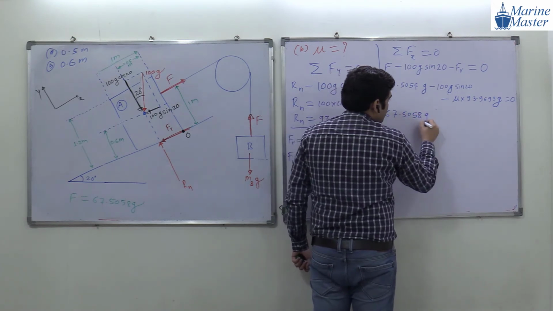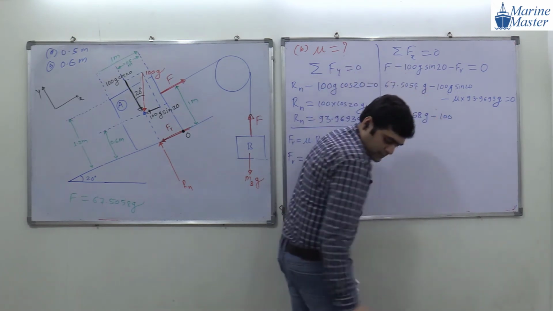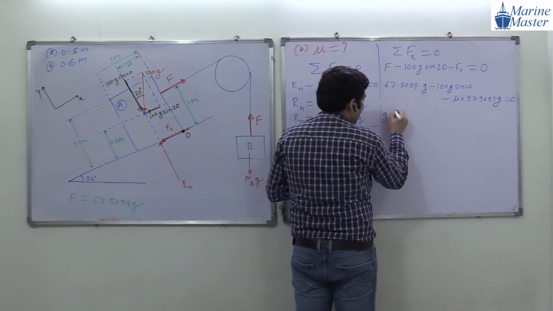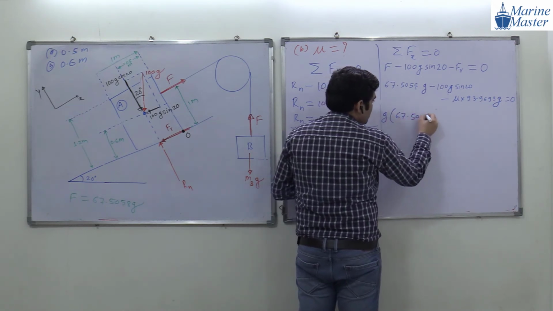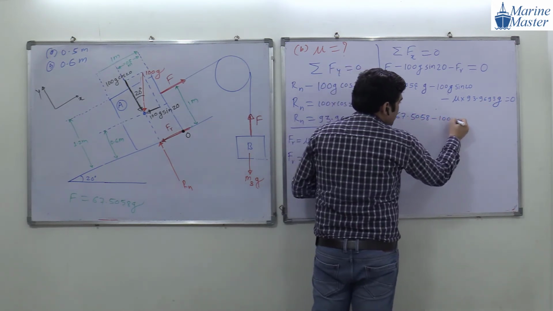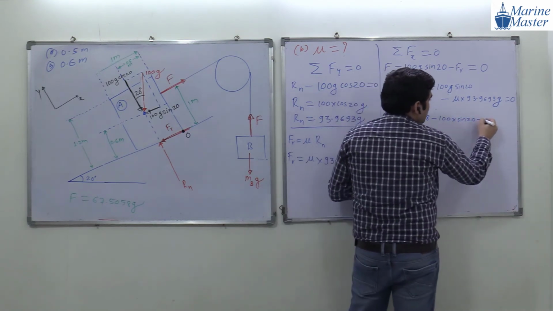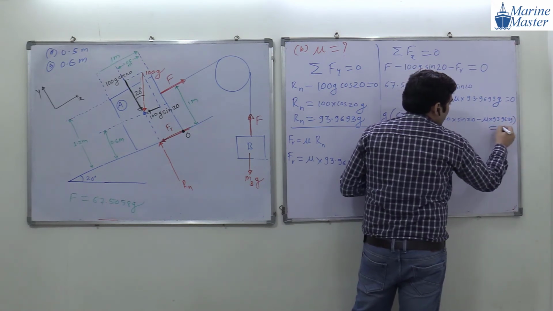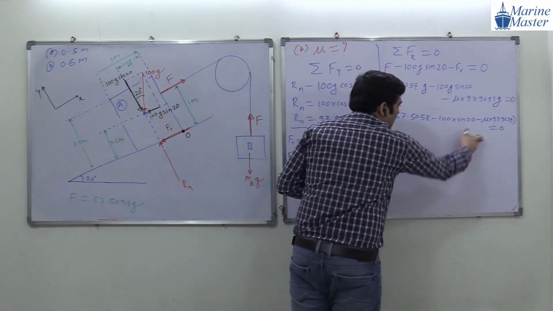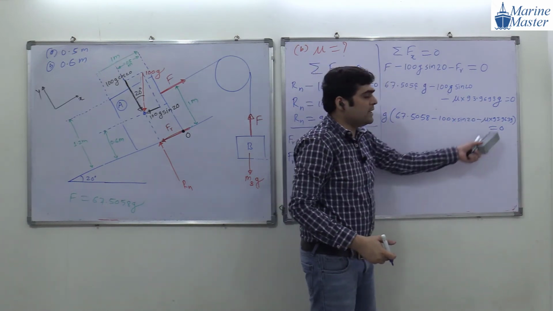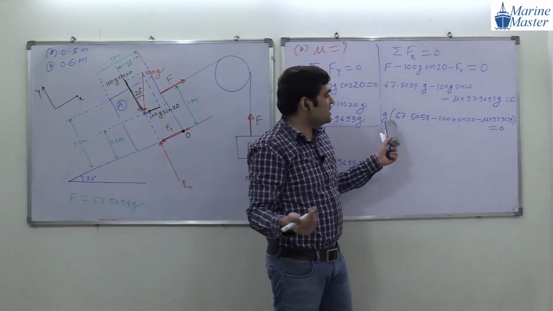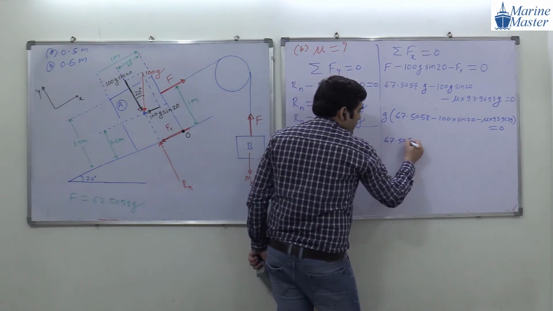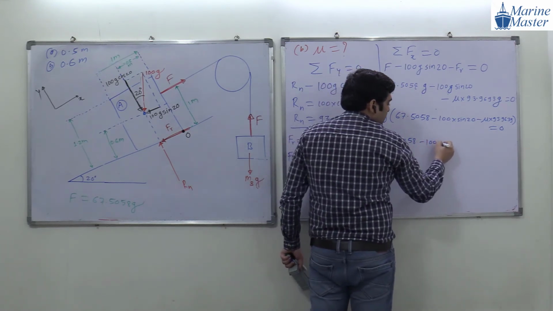67.5058G minus 100. Okay, one minute, guys. So G common: 67.5058 minus 100 into sin 20 minus mu into 93.9639 equal to 0. So we have taken out common G, and if you take G to this side, 0 divided by G, what will become, guys? 0. So this G will get cancelled out. Okay. So now what will become finally? 67.5058 minus 100 into sin 20.